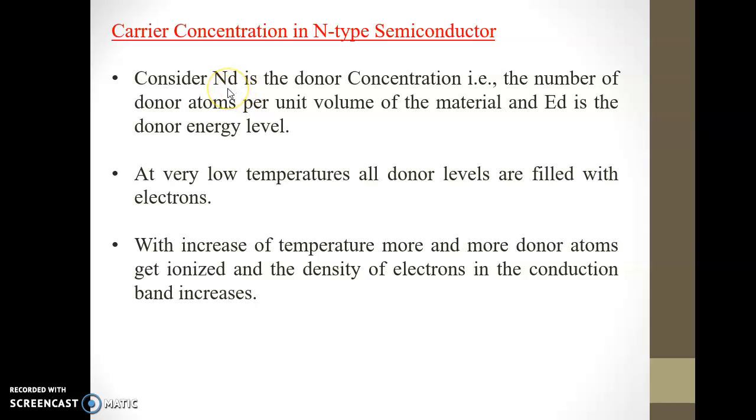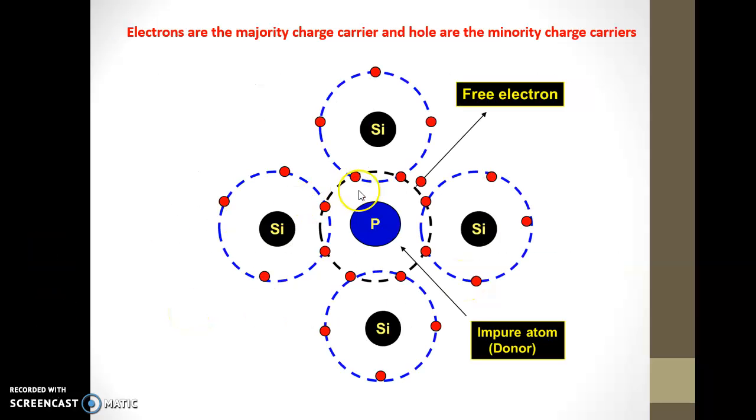If we consider ND as the donor concentration, the number of donor atoms per unit volume of the material, and ED as the donor energy level, then at very low temperature, all donor levels are filled with electrons. With increase of temperature, more and more donor atoms get ionized, and the density of electrons in the conduction band increases.